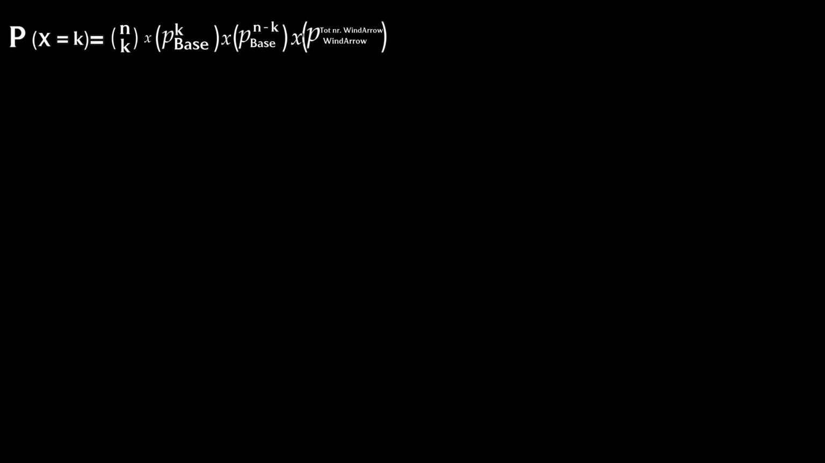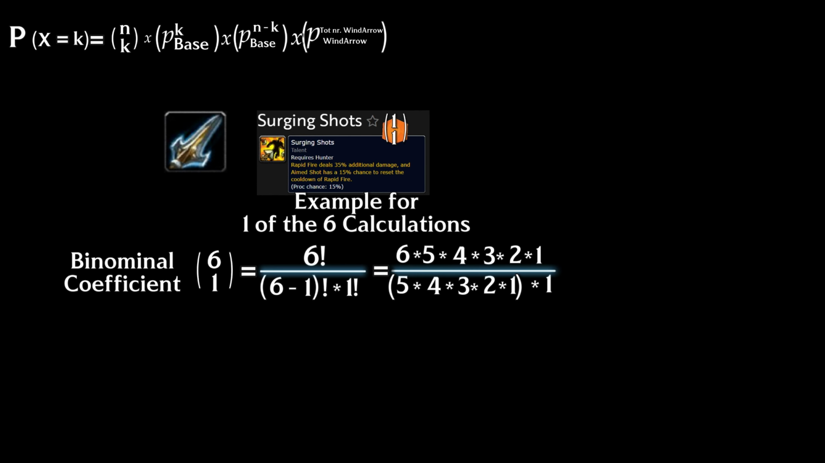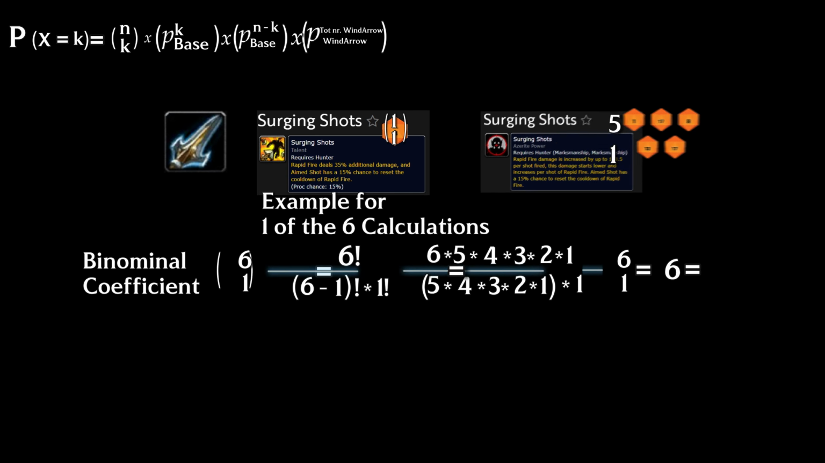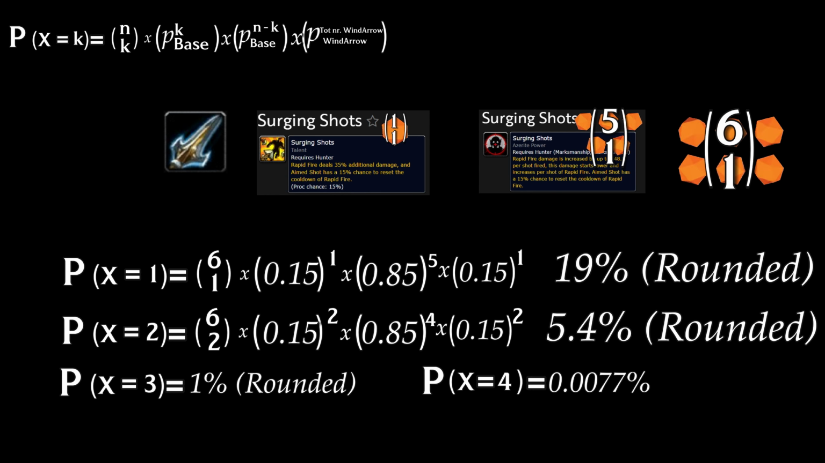And what does this translate into exactly? It simply means that if you were to fire one aimed shot whilst being under the influence of both the talent surging shots and the azurite trait, which confusingly enough is also called surging shots, there would be a 19% chance that you would have one surging shot proc, a 5.4% chance of 2 surging shot procs. I really do hope that you are starting to see what's happening here.